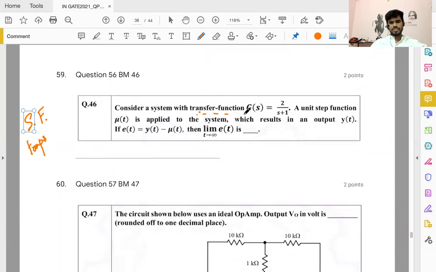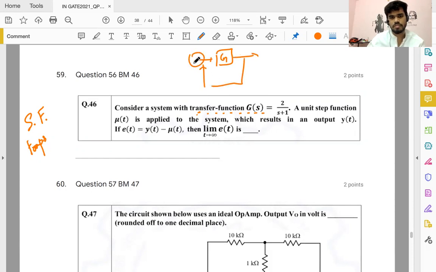So when they say transfer function G(s), they mean to say CLTF. That is, if you are thinking of a feedback system, you have 1 over s here, or let's say you have input u here, output y here. They mean to say 2 by s plus 1 is actually G by 1 plus G in this diagram.